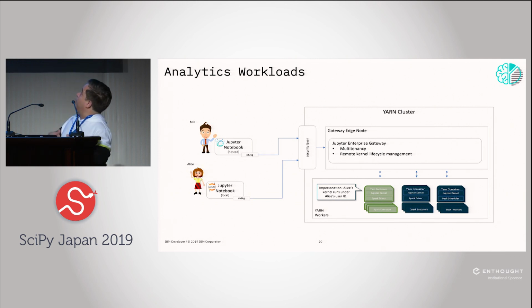And when you have Yarn, for example, managing those resources, then you're going to start a Yarn container where, for Spark, you might have the Spark driver. If you're using Dask, for example, the Dask scheduler, and then we'll create other containers for the workers as well. When Alice comes, a similar process happens for Alice, and you will see that the process is owned by that specific user that requested the kernel.